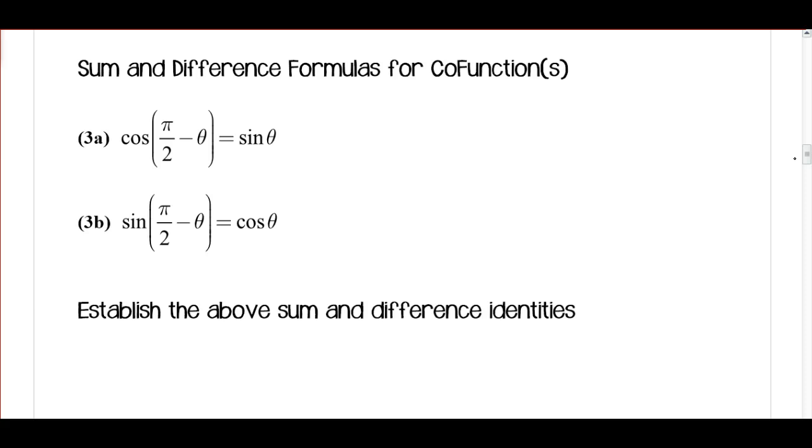formulas. So we have our cofunction identities where cosine of pi over 2 minus theta is the same as sine of theta, and sine of pi over 2 minus theta is the same as cosine theta. So what we're going to do is use our sum and difference formulas to establish these, or verify that these are true.